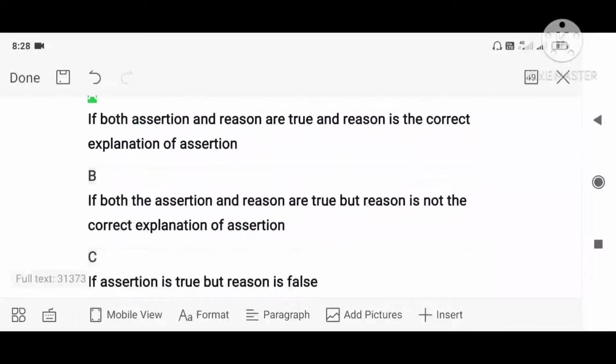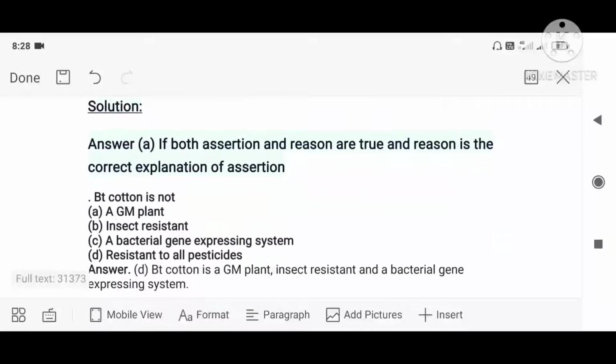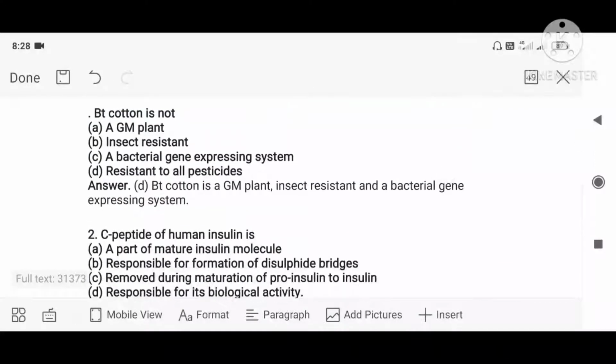Okay. So with this, assertion reason questions are done. Next we are moving on to some MCQs. The first one is, Bt cotton is a GM plant, yes or no? Yes. It is insect resistant, yes.